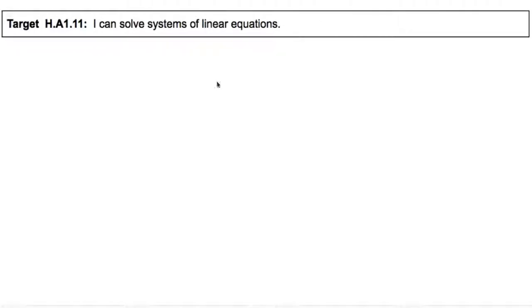Hey folks, this video is going to work you through the remediation for target 11, which is solving systems of linear equations. All right, this target's kind of heavy, it's loaded. There's several things in it that I'm going to show you we're going to work through. We'll go from there. So let's get started.